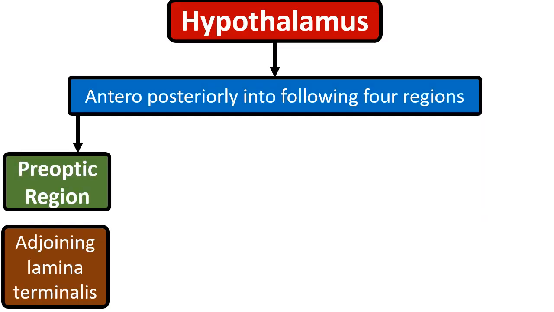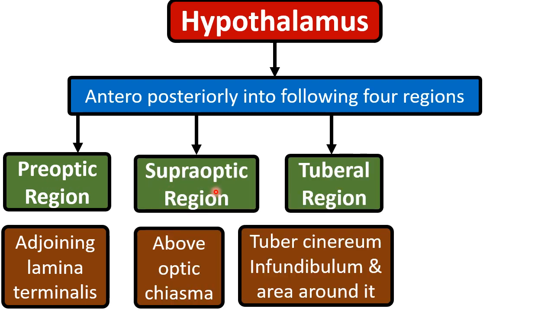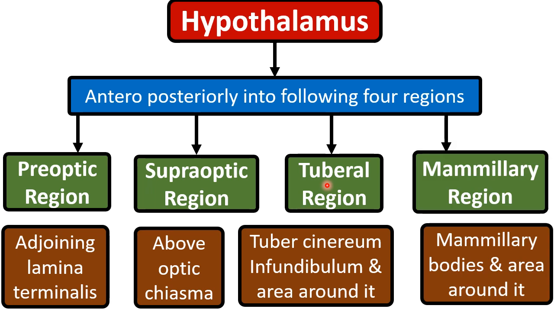Coming to the hypothalamus, anterior to posterior, it is separated into four regions. First is the preoptic region, next the supraoptic region, then the tuberal region, and then the mammillary region. How have these names come about? Preoptic region: remember, optic means optic chiasma. In front of the optic chiasma is called the preoptic region. That is adjoining the lamina terminalis. Remember, the lamina terminalis forms the anterior boundary of the hypothalamus.